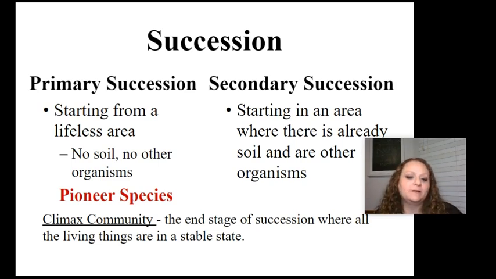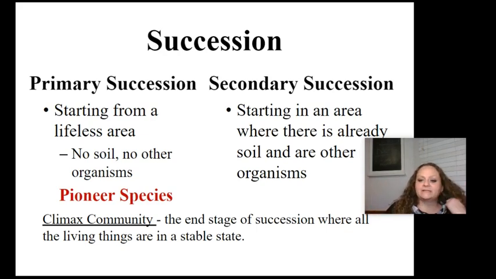Succession is what happens in an area over time. And essentially, we know the order of events that are going to occur as an area is recovering from some type of catastrophe. So, for instance, secondary succession literally is what occurs after something like a flood or a mudslide or a forest fire. That leaves behind soil, and we know the order of species that move into that area.